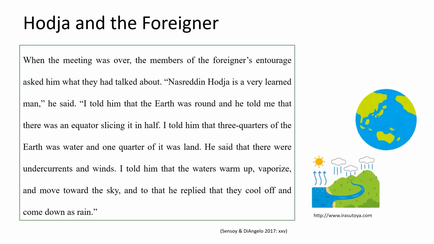When the meeting was over, the members of the foreigner's group asked him what they had talked about. Hoxha is a very learned man, he said. I told him that the earth was round, and he told me there was an equator slicing it in half. I told him 3/4 of the earth was water and 1/4 of it was land. He said there were undercurrents and winds. I told him the waters warm up, vaporize, and move toward the sky. And to that he replied they cool off and come down as rain.